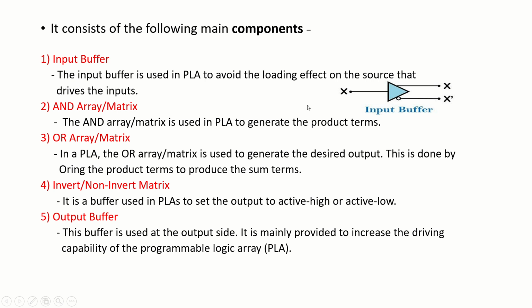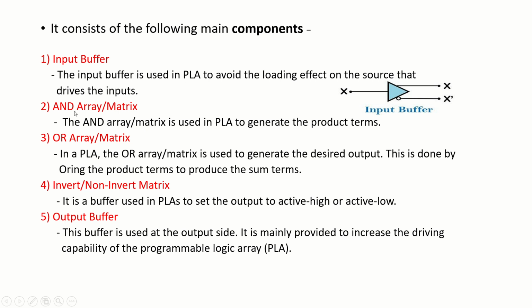So the input buffer, the symbol of the input buffer is like this. We have a NOT gate, and a bubble is given over here. That means if my input is X, I'll get my first output as X, and the output coming out of the bubble will be your complemented or inverted output. So we'll get X bar if your input is X. It is used in PLA to avoid the loading effect on the source that drives the input.